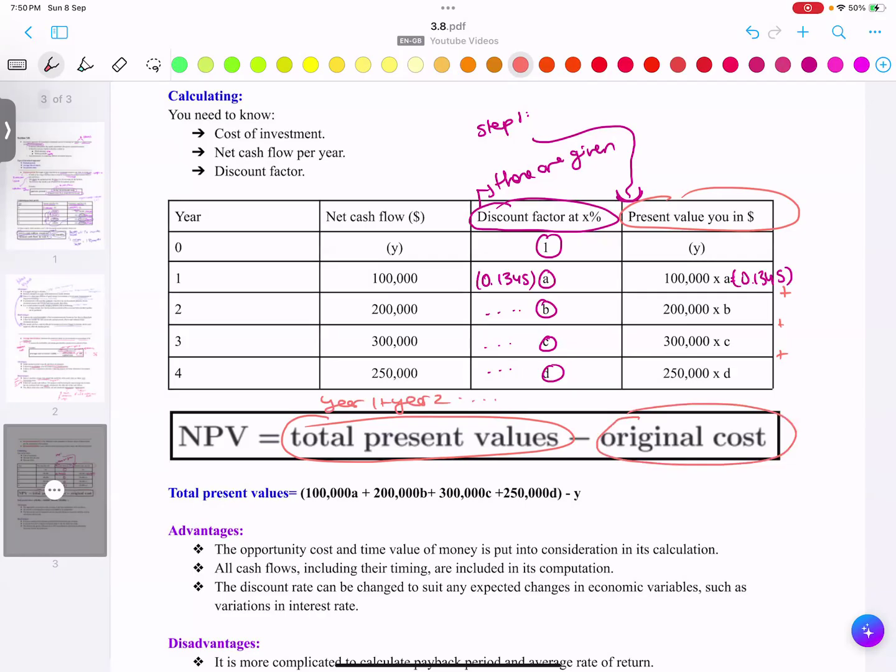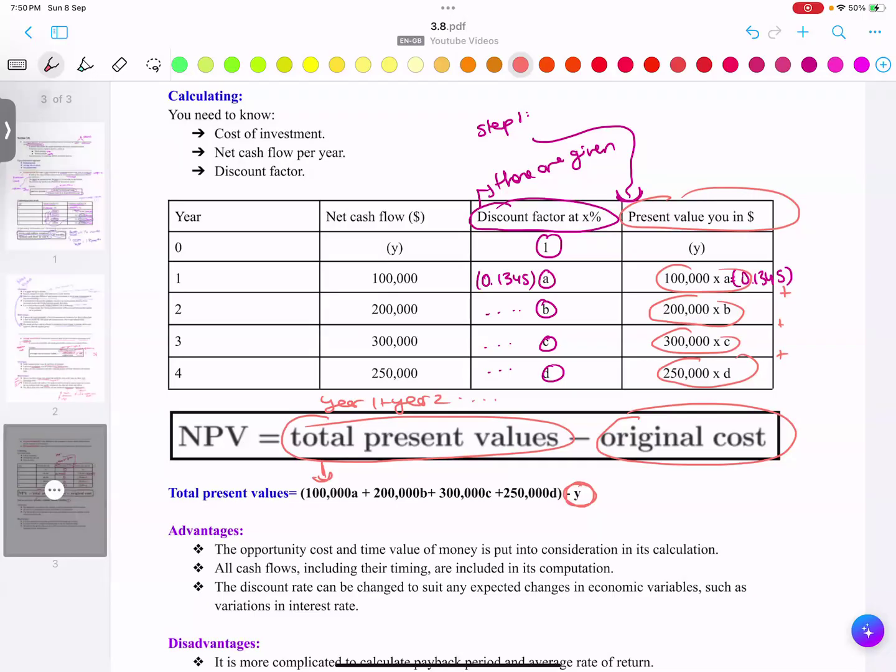So your total present value is year 1, year 2, year 3, year 4, but then you have to subtract the cost of the investment. You have to always subtract the cost of investment. Keep that in mind. I hope you understood how you do it, but it's quite complicated if you're not doing exercises. If you want exercises on this chapter, I'm willing to do that.